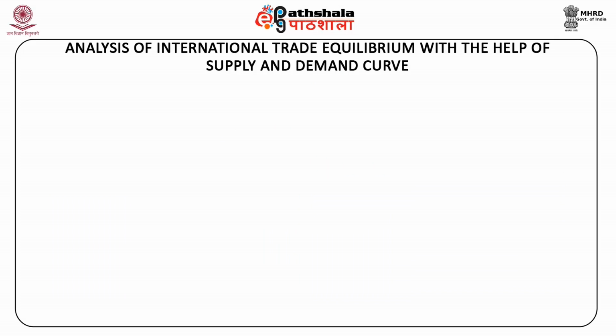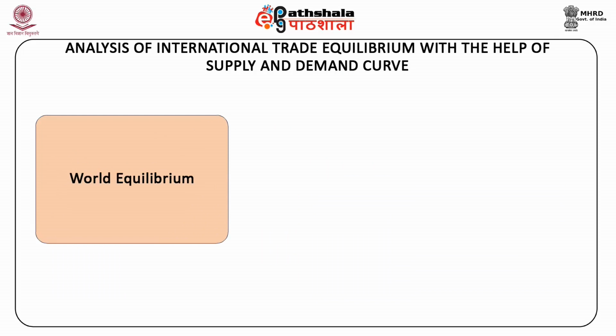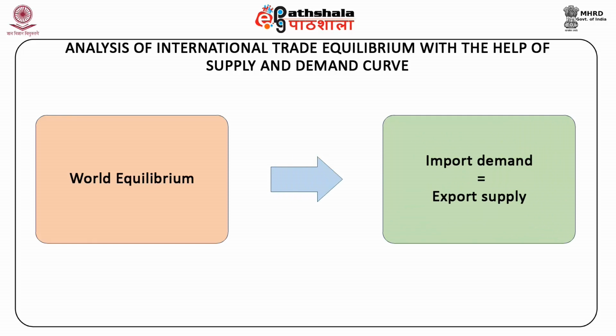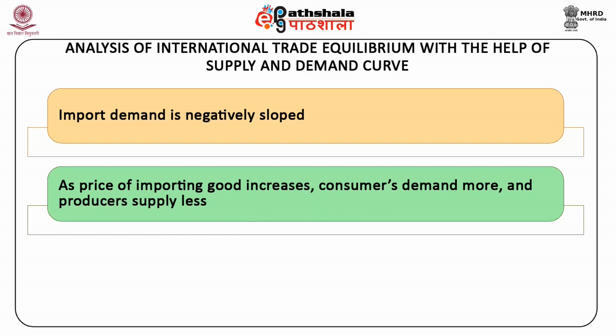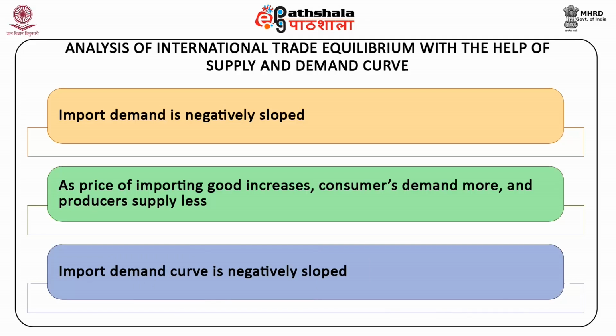In case of partial equilibrium, the world equilibrium occurs when import demand is equal to export supply. Import demand is negatively sloped, which implies that as price decreases, the demand for imported goods increases. When the price of the imported good decreases, the nation's consumers demand more, while the nation's producers supply less. So, the demand for imports increases and the import demand curve is negatively sloped.